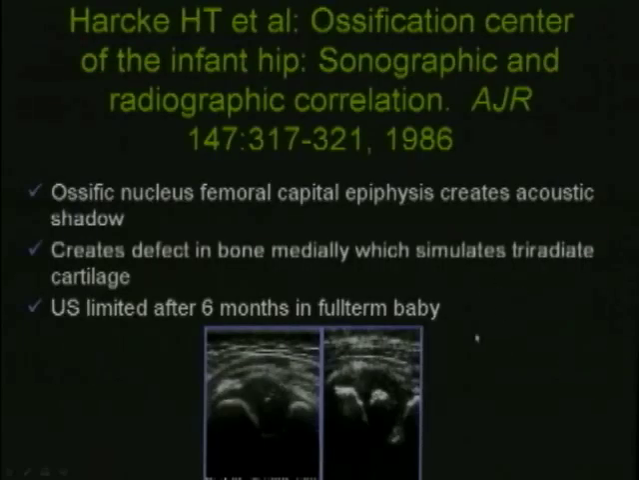Now, back in 1986, Dr. Harkey taught us that the ossific nucleus, when it develops in the femoral capital epiphysis, will create an acoustic shadow. And if it's large enough, it may create a shadow that can simulate the triradiate cartilage. And so in the days before we had adequate probe technology, ultrasound was limited after 6 months in a full-term baby, and I'm going to devote a little bit more time towards the end of the lecture to address that.